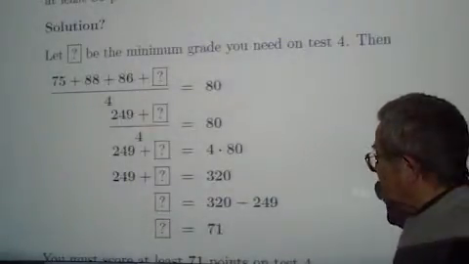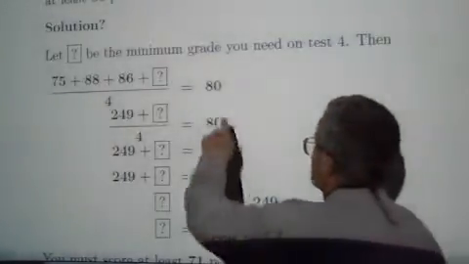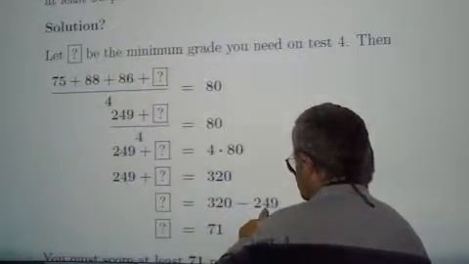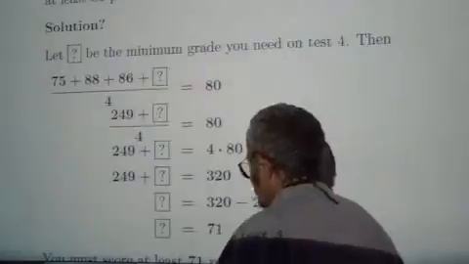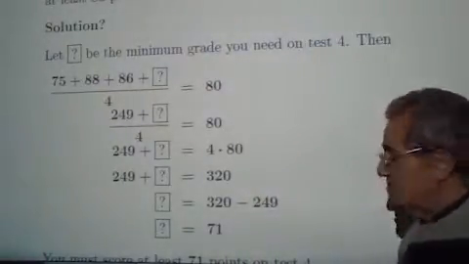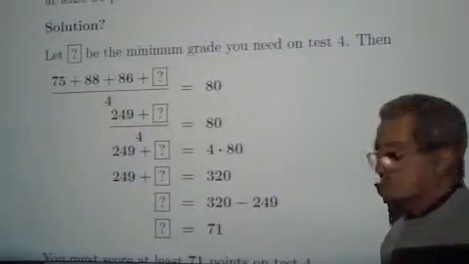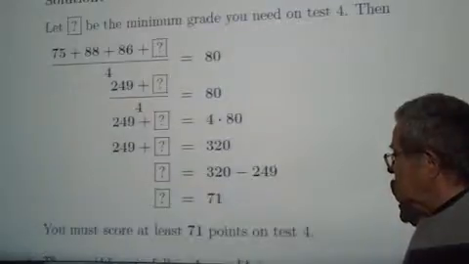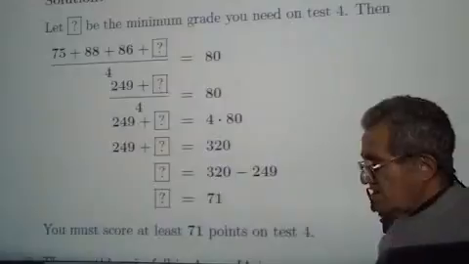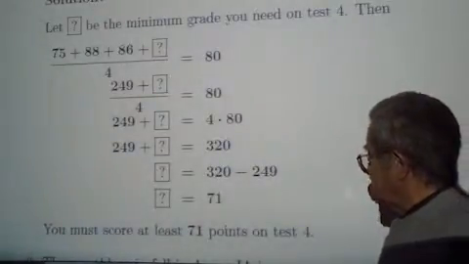Could you get an average of 90? That's a very interesting question. If you have 90 here, that would be 360. 360 minus 244, oh, that's over 100. Too bad you didn't score a little bit higher earlier. The 90 is out of the question. Sorry about that. So as I said, you must score at least 71 points on test number 4 for your average of all the tests to be at least 80.